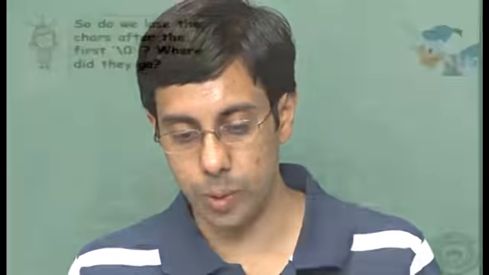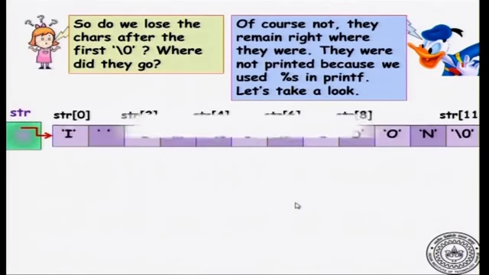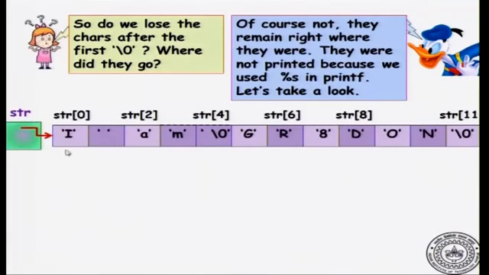So, do I lose the characters after the first null and where do they go? Well, of course, they do not go anywhere, they remain where they were. What is the new state of the array? The new state of the array is I, space, a, m, and then there is a null and then there are some other characters. If I print it using %s, it will only come up to "I am" and then stop there. So, is there any way to print the remaining characters? Of course, there is a way.